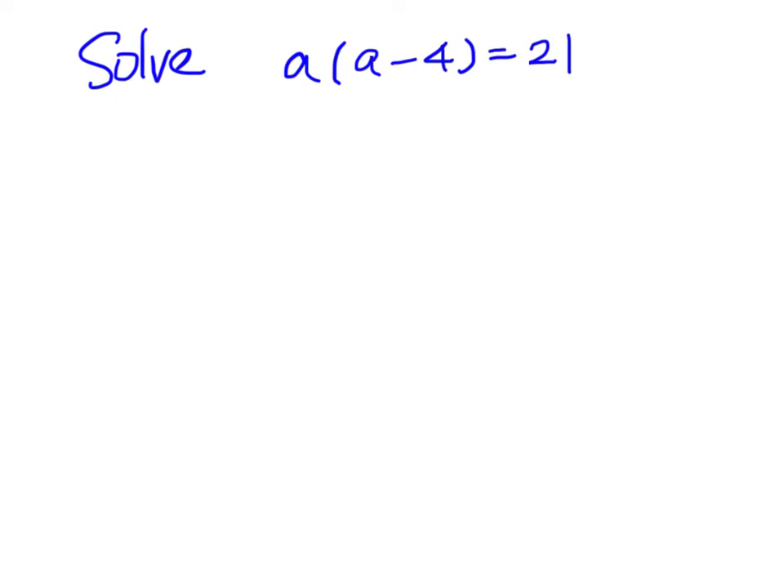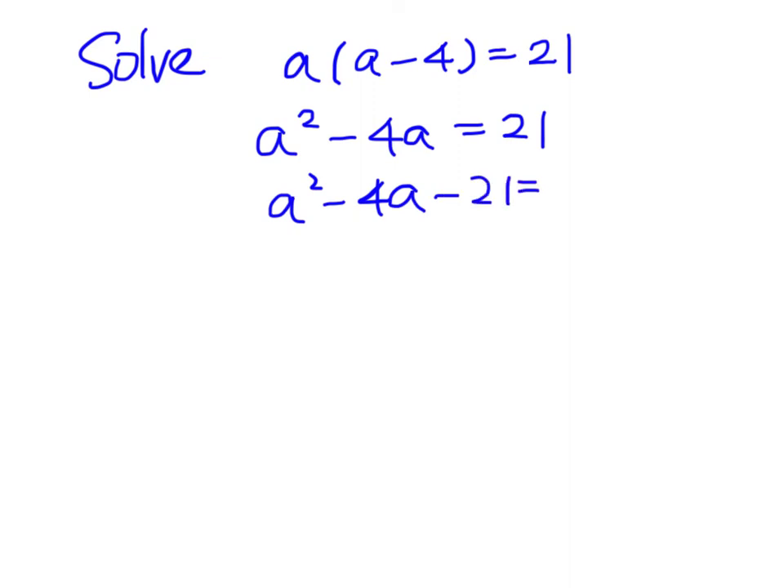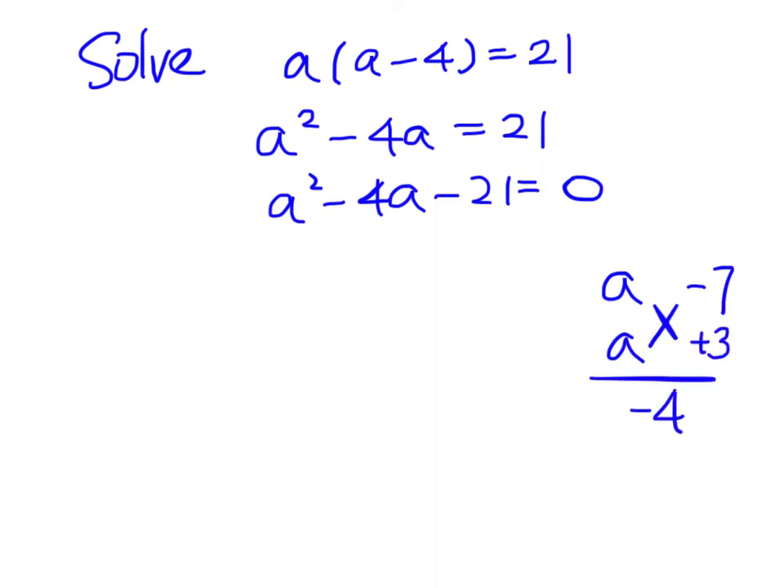And again, we have another example here. We have a times a minus 4 equals 21. We can rewrite this by expanding the left hand side. We have a squared minus 4a equals 21. And remember, we have to make one side 0. Therefore, we move the 21 to the left hand side, such that the right hand side will become 0. And now again, we have a quadratic equation. Therefore, we factorize it.